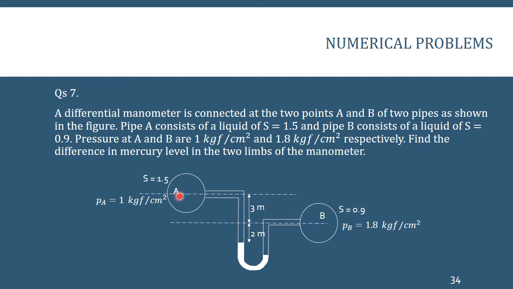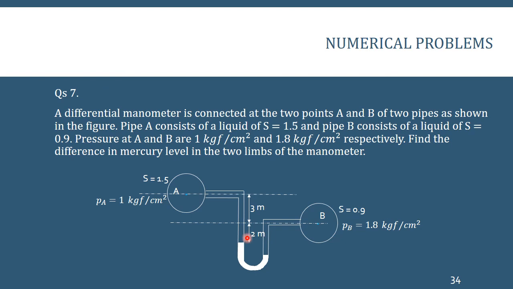The pressures at A and B are given to be 1 kilogram force per centimeter squared and 1.8 kilogram force per centimeter squared. So surprise, PA and PB are also given to us. We have to find out the difference in mercury level in the two limbs of the manometer. That is, this distance is what you are supposed to find out.